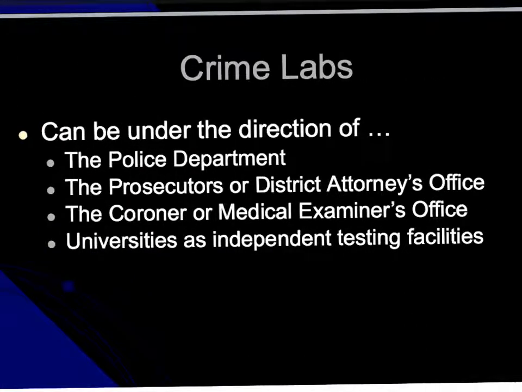Next we're going to look at crime labs. Crime labs can be in the direction of a lot of different departments depending on the size of the city and the resources they have. It could be under the police department. Sometimes it's under the lawyers, so the prosecutors or DA's office. In many cases in big cities, it'll be in the coroner's or medical examiner's office. And it even could be with some universities as testing facilities. Sometimes in a small town, they might bring a blood sample to the university because they don't have the resources there to test it.